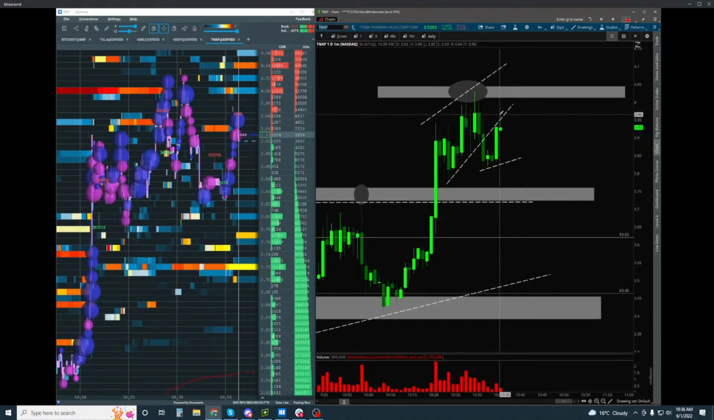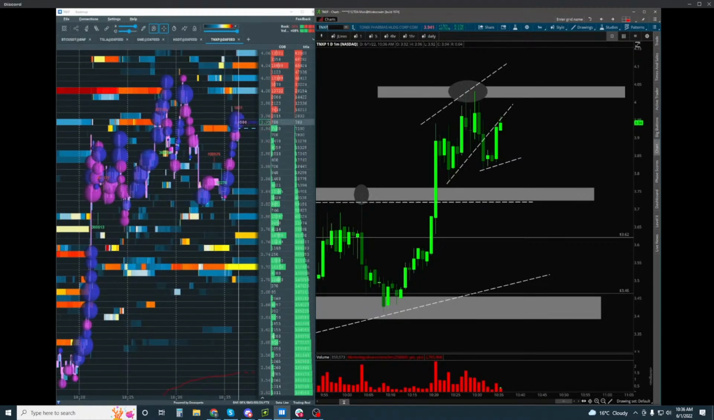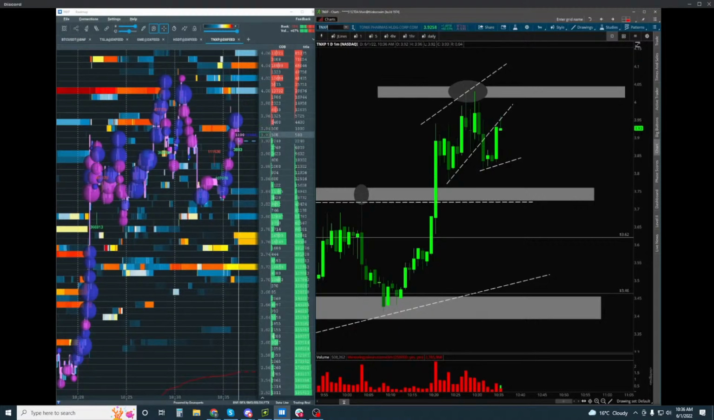Now we got to the previous resistance on TNXP. The two over here pushing. A lot of patience when you trade.